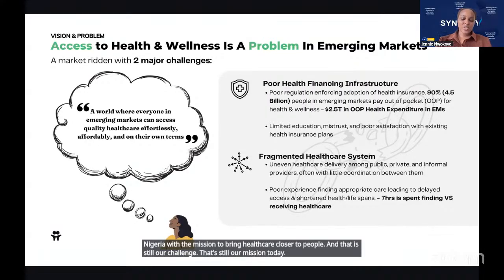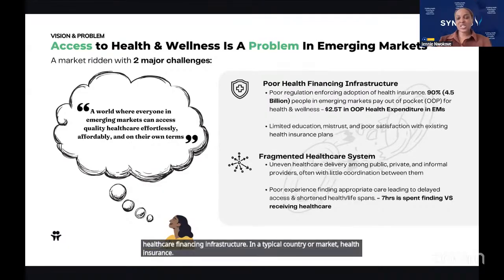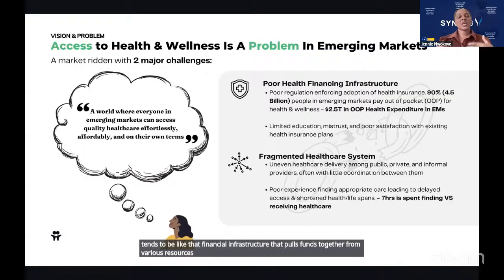However, when we got into the market, we encountered two major problems. The first one being poor healthcare financing infrastructure. In a typical country or market, health insurance tends to be that financial infrastructure that pulls funds together from various resources so that it can help reduce the high out-of-pocket spend.